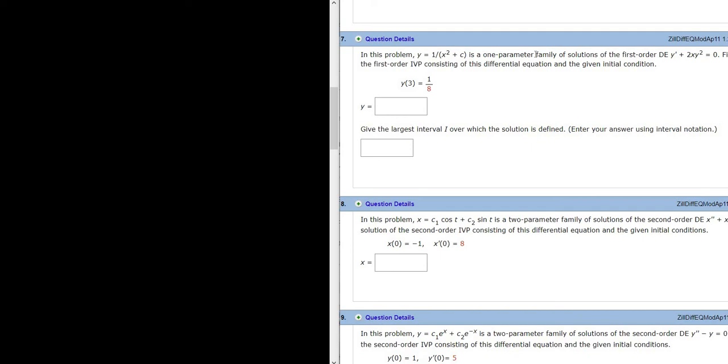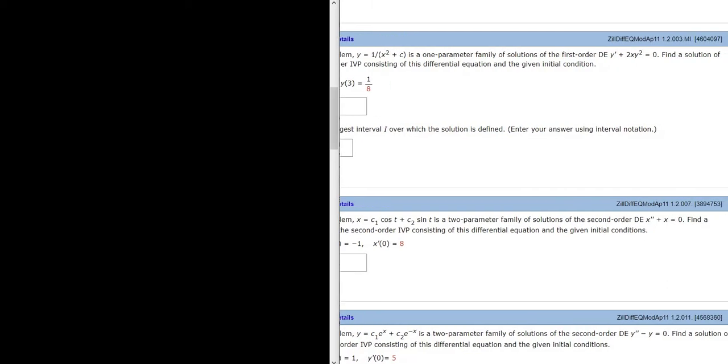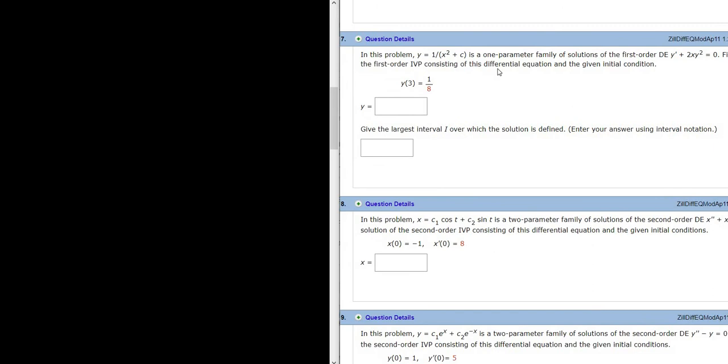So in this problem, we're given a one-parameter family of solutions, y equals 1 over x squared plus c. And they're solutions to this differential equation here, y prime plus 2xy squared equals 0. It says find a solution of the first order initial value problem consisting of this differential equation and this given initial condition. So if you look at this differential equation together with this condition, these two things together are called an initial value problem.